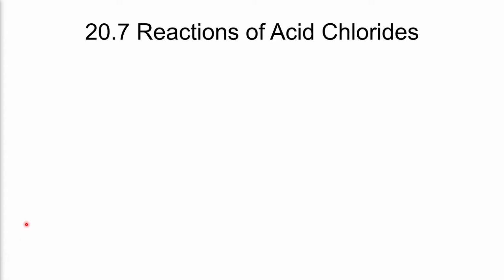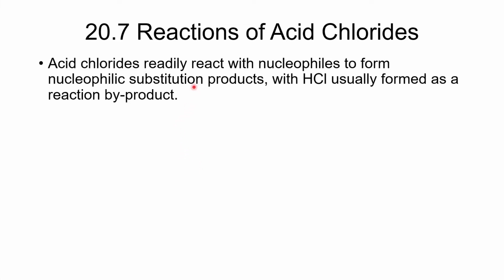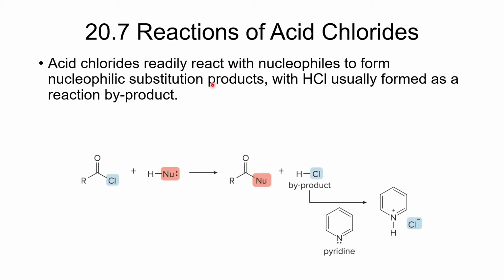We now want to go through the reactions of different acid derivatives, and we are going to start with acid chlorides. Acid chlorides are the easiest of our acid derivatives to react. So they will react with any nucleophile to make just about any other acid derivative that we are trying to make.